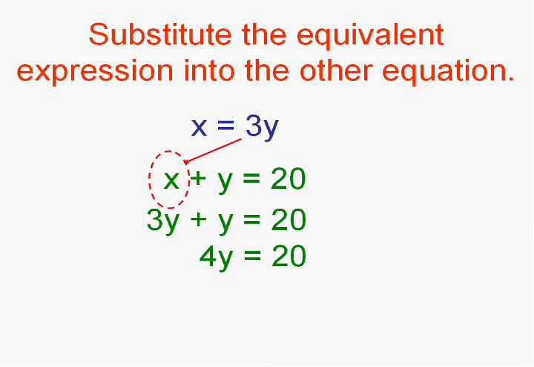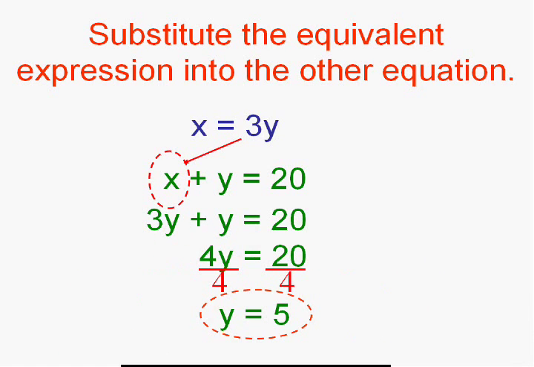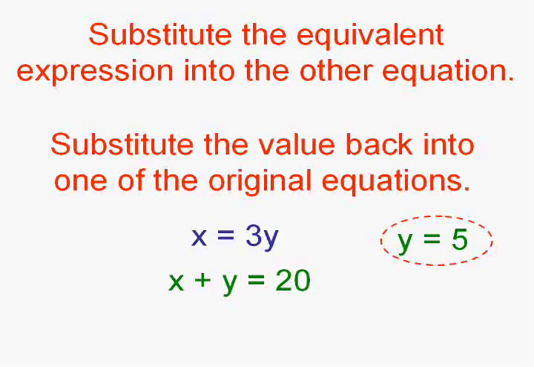3y plus y is 4y. If 4y equals 20, and I divide both sides by 4, I know y is 5. Is that your final answer? Well, remember, I'm looking for a point of intersection, and a point has an x and a y. So I'm kind of halfway there, because I found the y, but I still have to find the x.